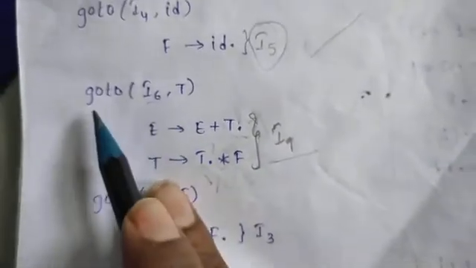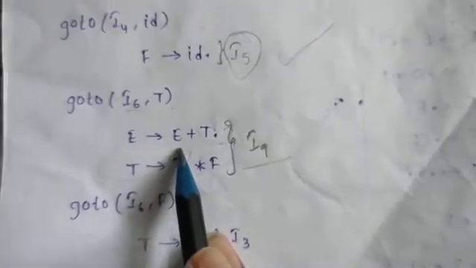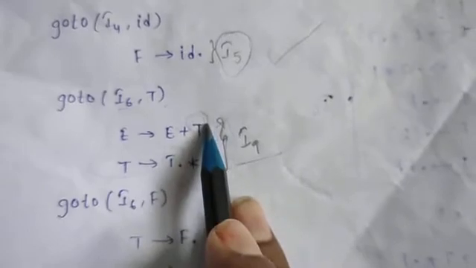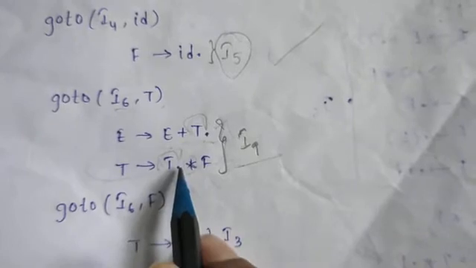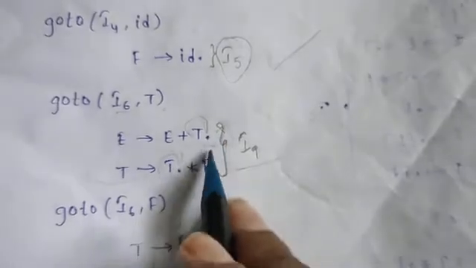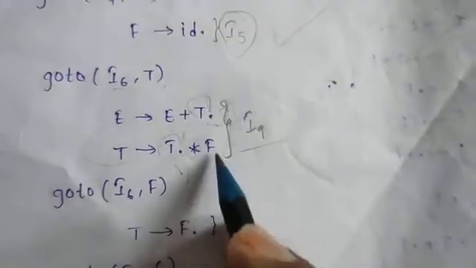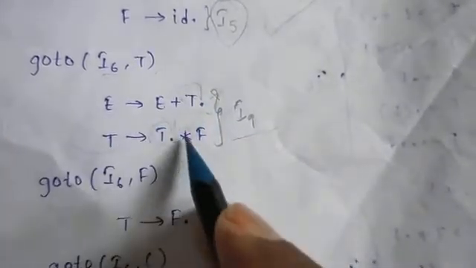Then it will go to E tends to E plus T dot, so go to I6 comma T. Here E tends to E plus T dot, the dot moves from here to here, and the same thing happens for the other production. After the dot there is no non-terminal. For that reason these productions do not match the A tends to alpha dot B beta type of productions, so we just leave them here. No need to expand or place the T productions below this one.